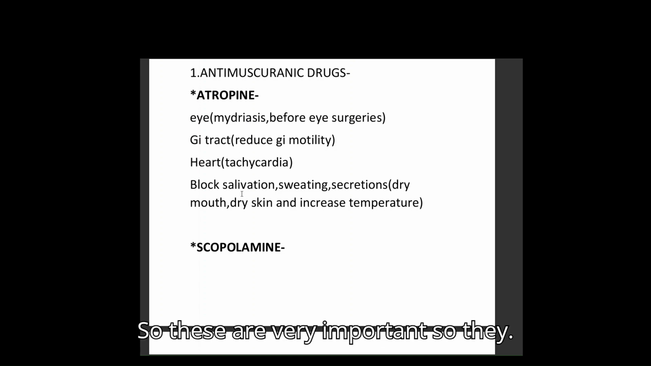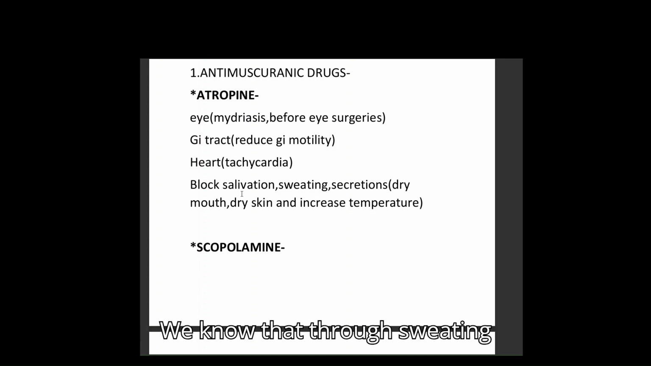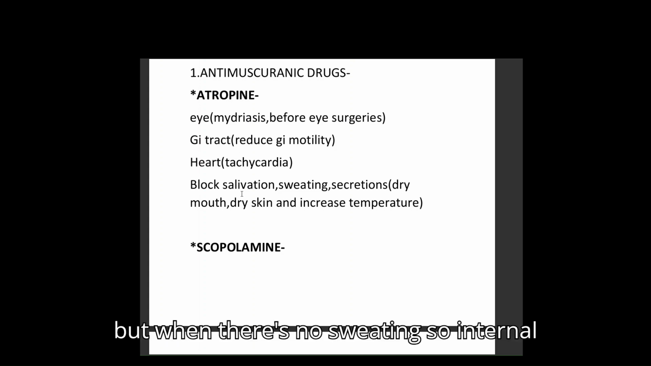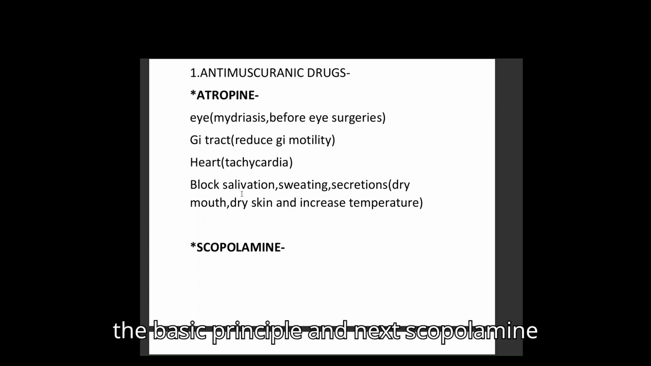So these are very important. They inhibit the parasympathetic activity. So no sweating, no secretion. It will cause dry mouth, dry skin, and increased temperature. We know that through sweating the body loses heat, but when there's no sweating, the internal temperature will be increased. So this is the basic principle.